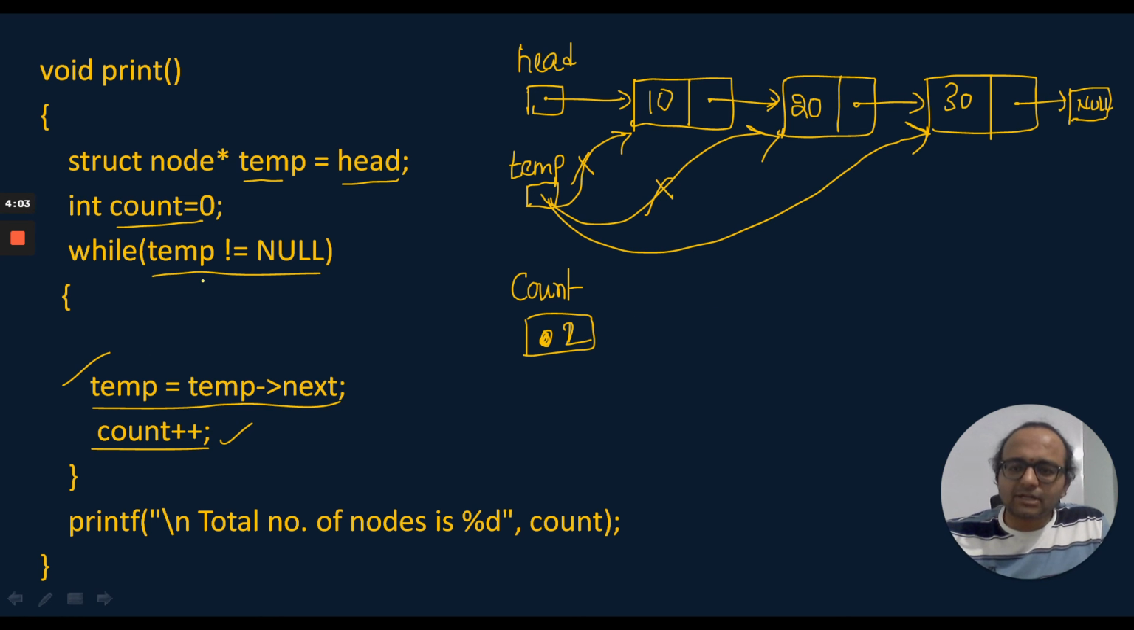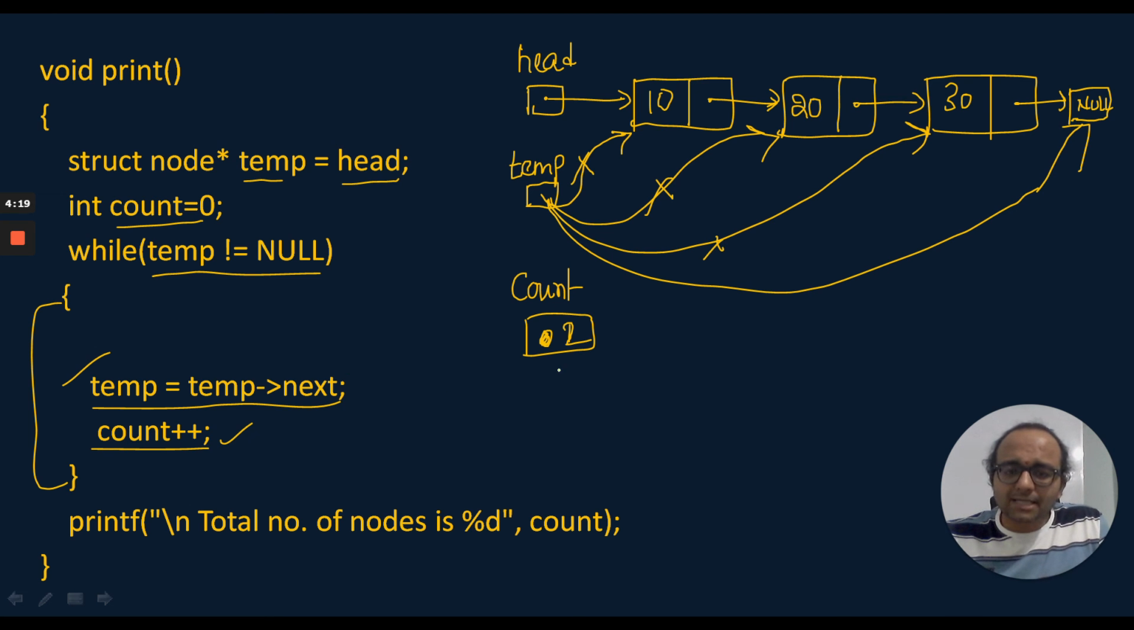In the next iteration, temp not equal to null. Temp is not pointing to null, so the condition becomes true. Hence this block of statements will be executed. Again the temp pointer will be pointing to the next node. This time temp is pointing to null. Count plus plus, and the count value will be equal to 3. And in the next iteration, temp not equal to null.